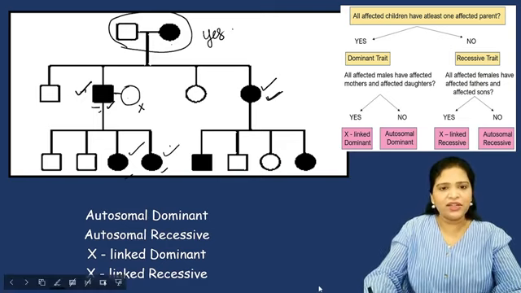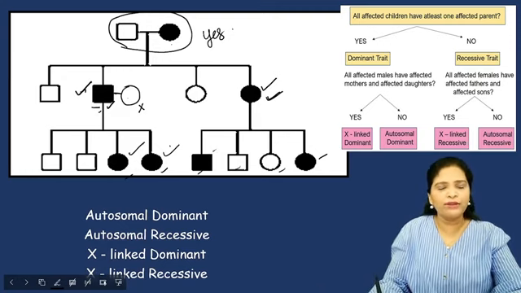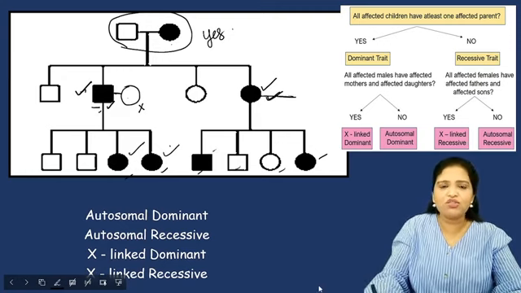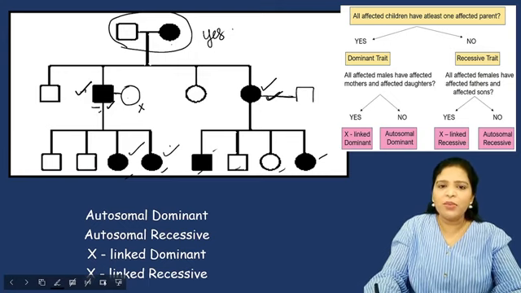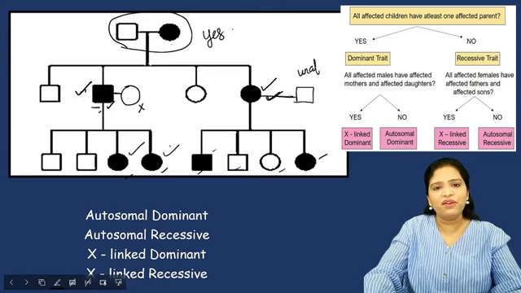Similarly here, look here. The mother is affected, and out of the 4 kids, 1 boy and 1 girl are affected, but the father is not shown in the picture. That means you can draw by yourself for understanding that this is an unaffected father. That's why it is not shown in the picture, healthy father.